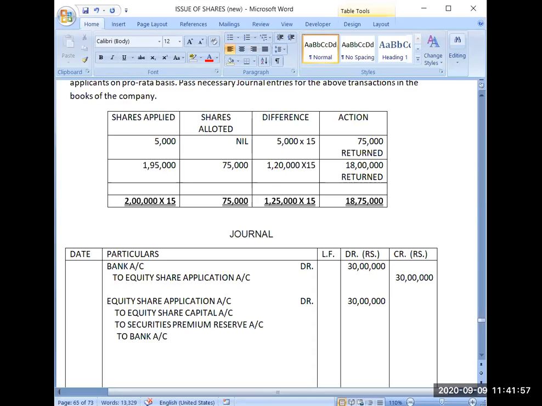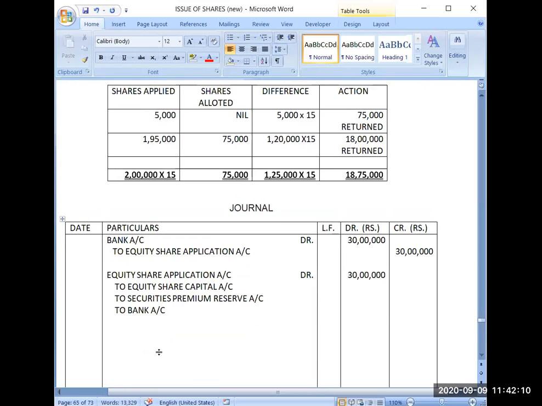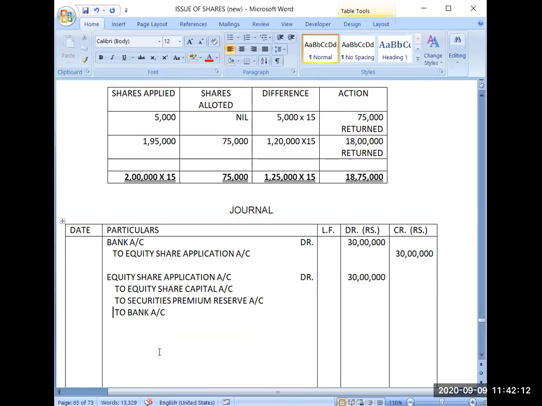Yes, please. First see the journal entry. If you have any query in the journal entry, let me know. Then we will proceed to the amounts. Okay.